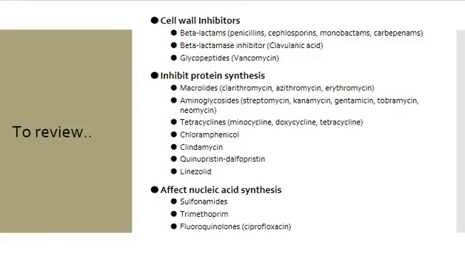Drugs that inhibit protein synthesis are very numerous, many of which are listed here. I'm pretty sure you will recognize almost all of them. There's a few that we're going to talk about in this lecture that are new. And of course, there's a handful of drugs that are going to be affecting nucleic acid synthesis, particularly your sulfonamides, your fluoroquinolones, as well as your trimethoprim.